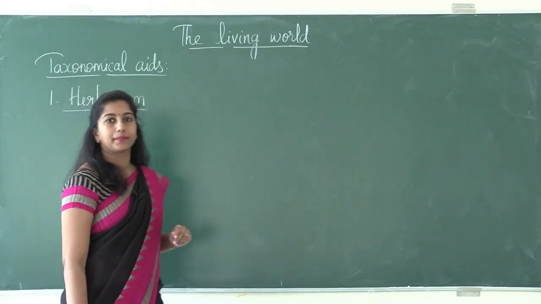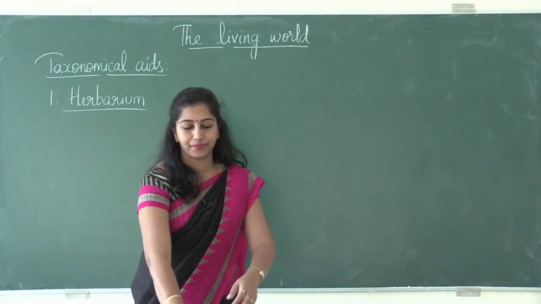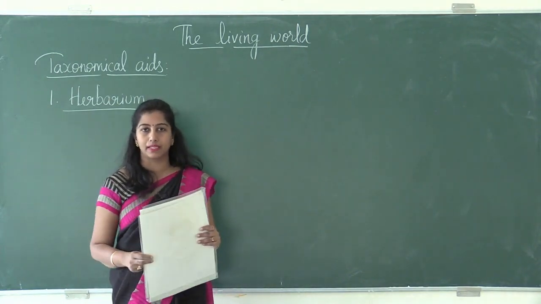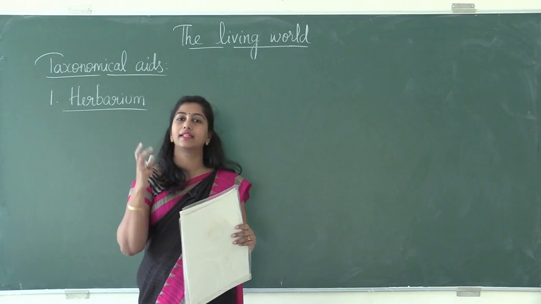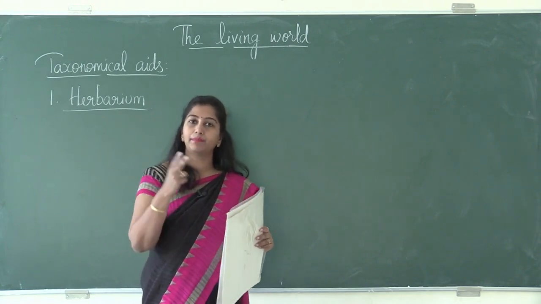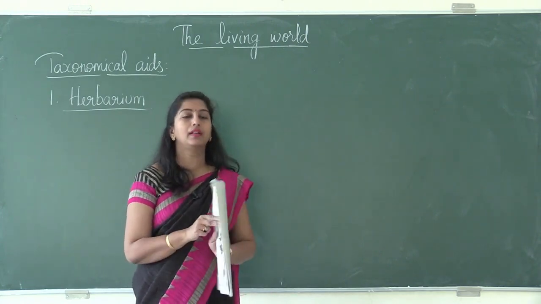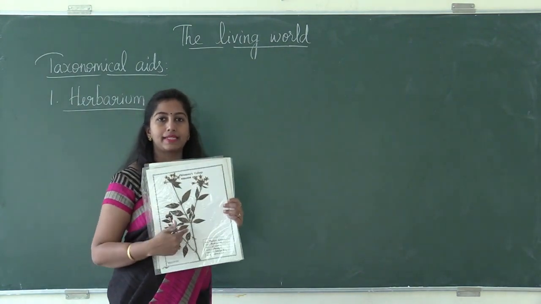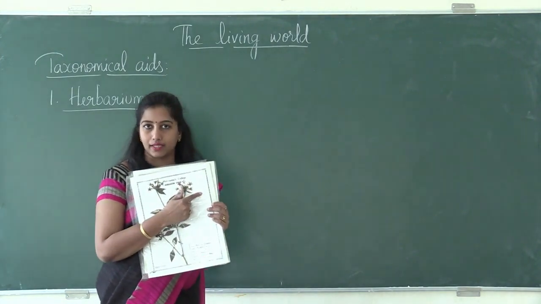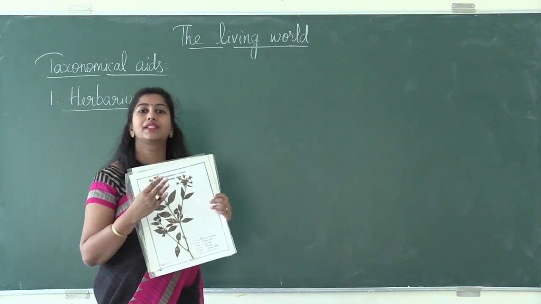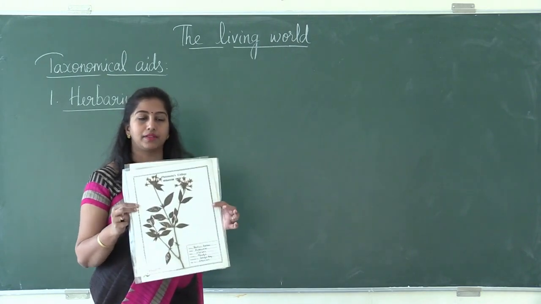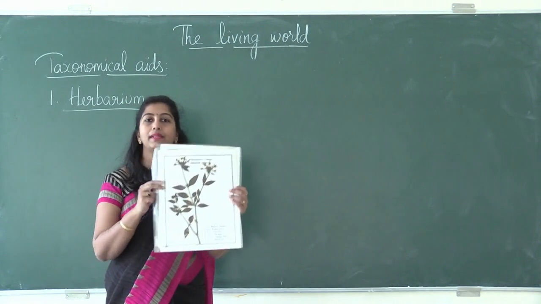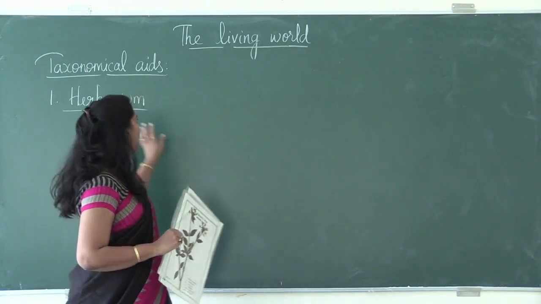So what is herbarium? We say it is a storehouse where the plant specimens are dried, pressed and preserved on sheets of paper like this. On a sheet of paper, the plant specimen, usually along with the inflorescence, that is along with the flowers, is dried, pressed and preserved. A storehouse which consists of specimens like this, we call a herbarium.